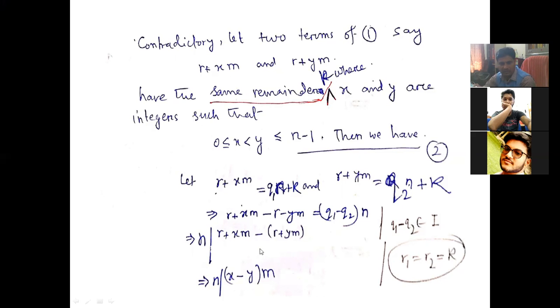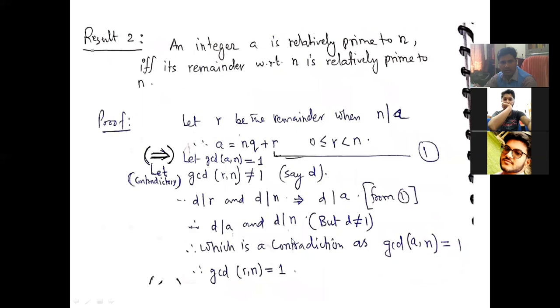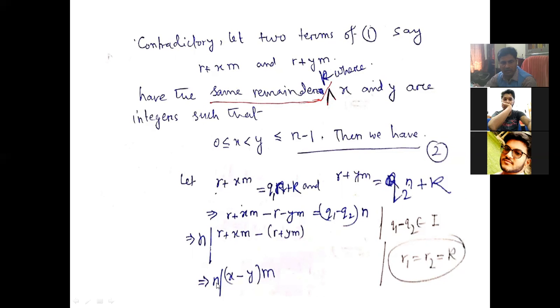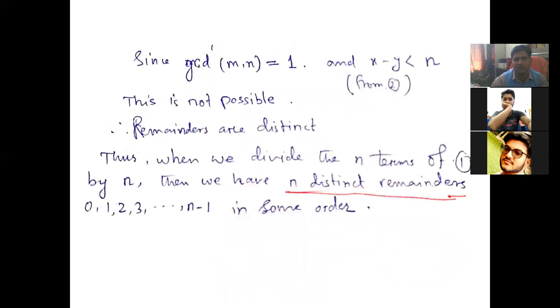n divides (r plus xm) minus (r plus ym). The r cancels out, giving (x minus y) m. This implies n divides (x minus y) m, so n divides x minus y. Since GCD of m and n equal to 1 and x minus y is strictly less than n, this is not possible. Therefore the remainders cannot be the same.